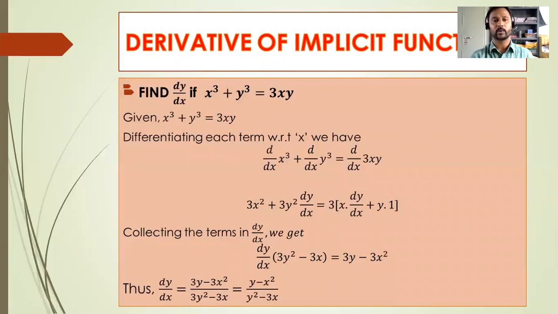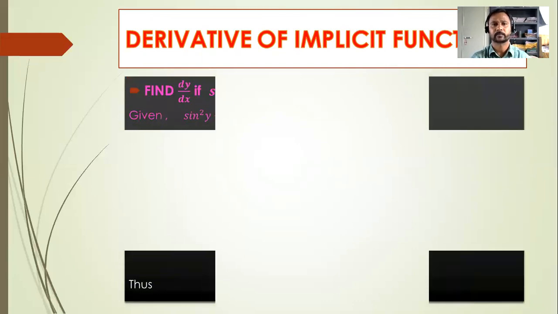That means we want to find dy by dx. Therefore, dy by dx is equal to 3y minus 3x square divided by 3y square minus 3x. We can simplify, cutting off all the 3's. So finally, we have dy by dx is y minus x square by y square minus 3x. See the steps where we are giving importance, where differentiating y. Let us see one more problem.